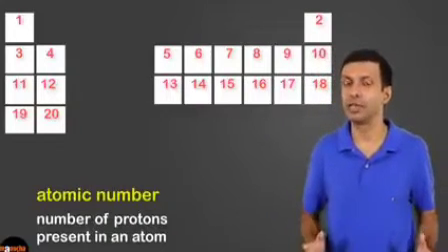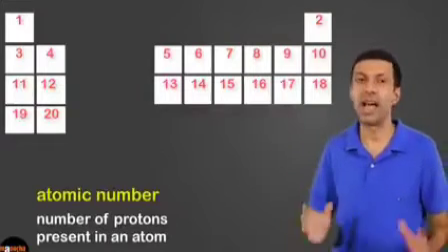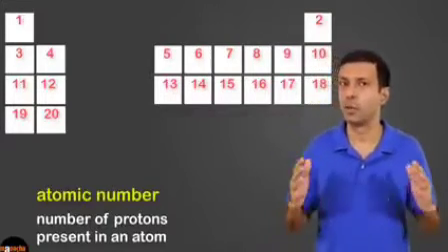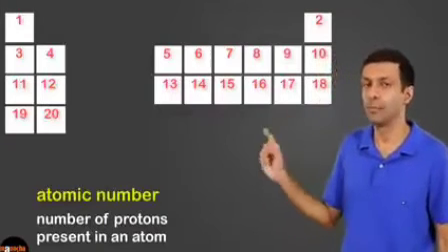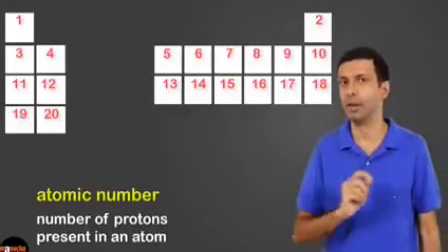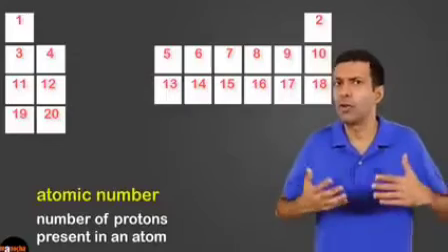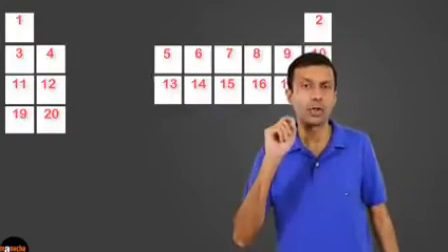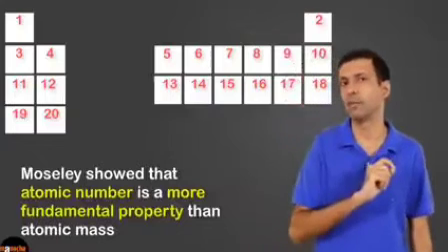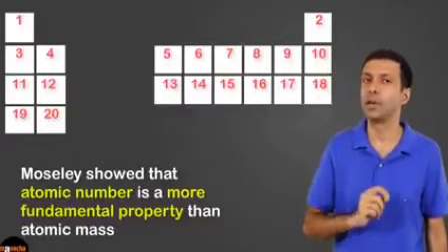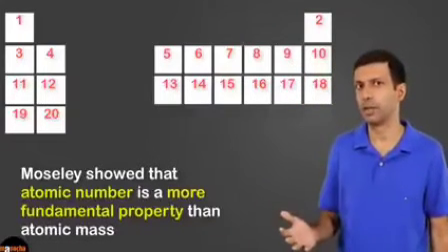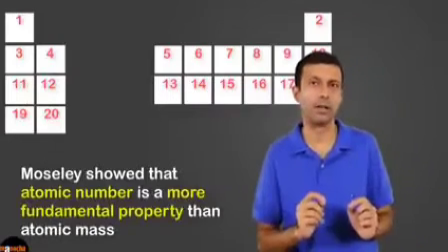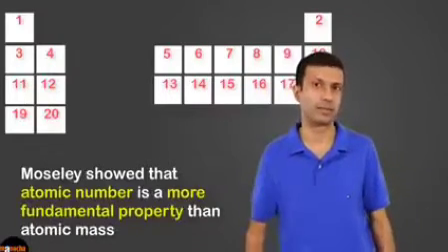This was the major difference between the modern periodic table and Mendeleev's periodic table. Mendeleev's table was based on atomic mass, but the modern table is based on atomic number. Now you may be wondering why. Because the scientist Moseley proved that atomic number is a more fundamental property for elements as compared to atomic mass. So the chemical properties of elements are more related to their atomic number than their atomic mass.